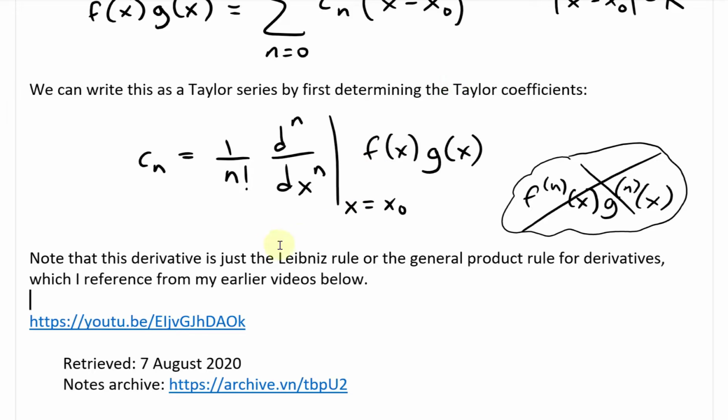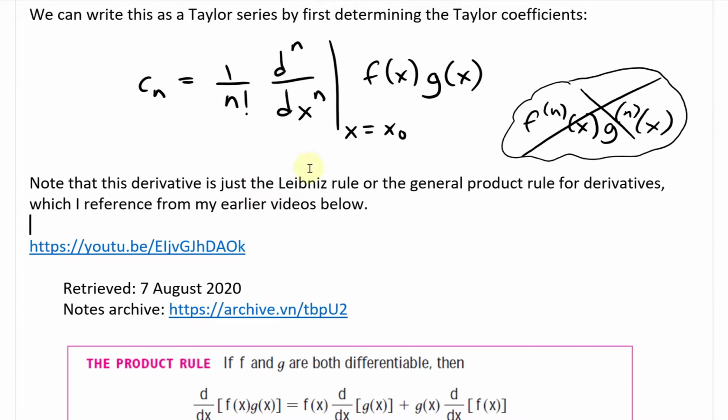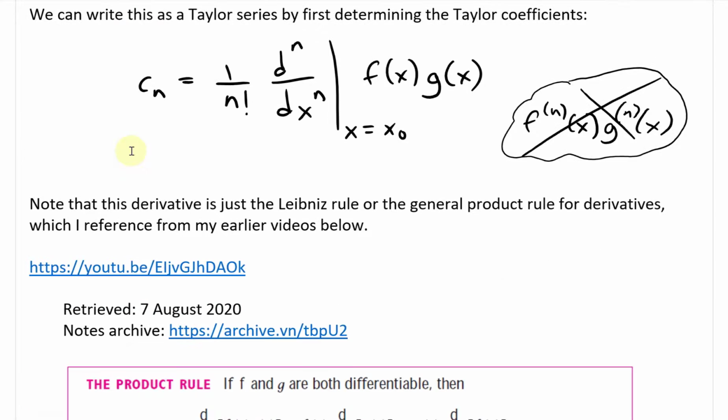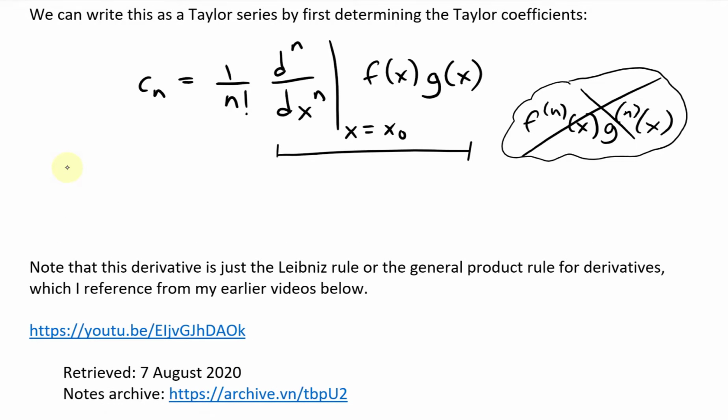Now note that this derivative is just the Leibniz rule, or the general product rule for derivatives, which I reference from my earlier videos below. But first, let's put this here. I'm going to put this is the Leibniz rule. This is the Leibniz rule for the product rule of derivatives, the general one, so the nth derivative Leibniz rule.